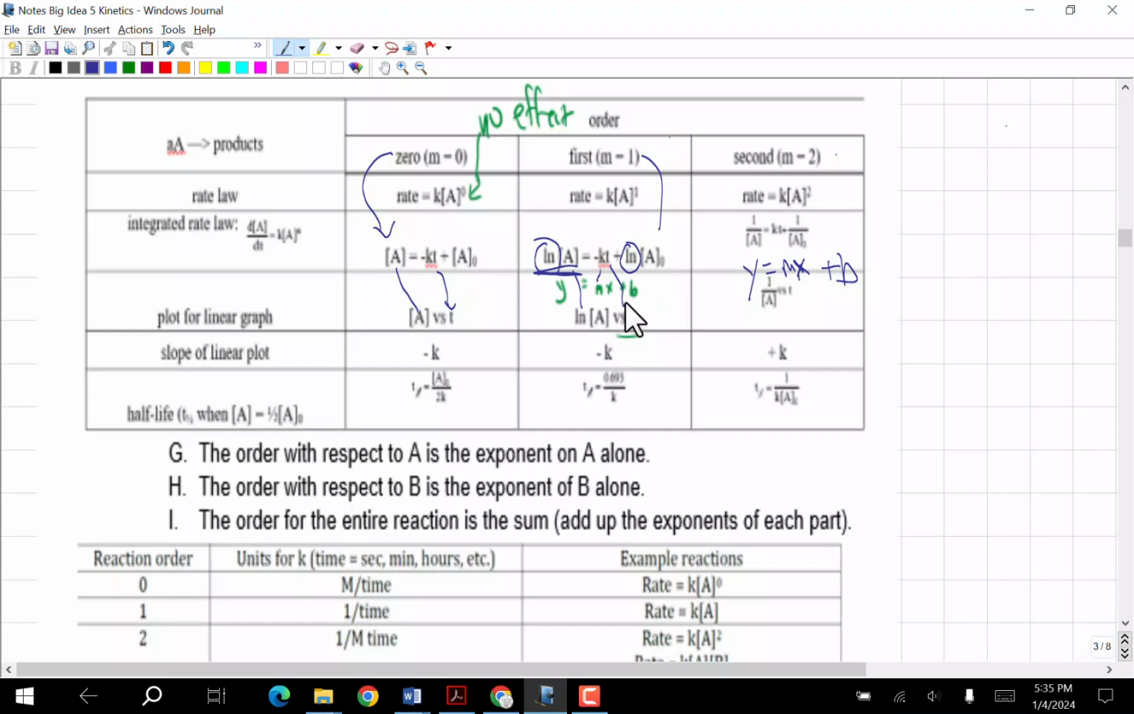Half-life, it is worth memorizing. Now realize with math, you can figure out any of these half-lives.